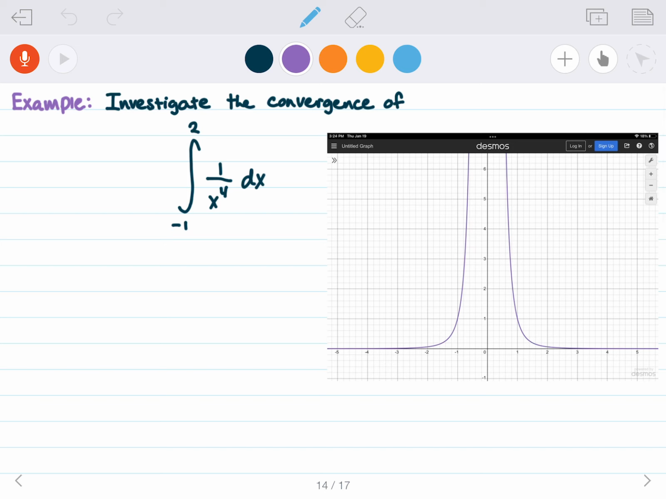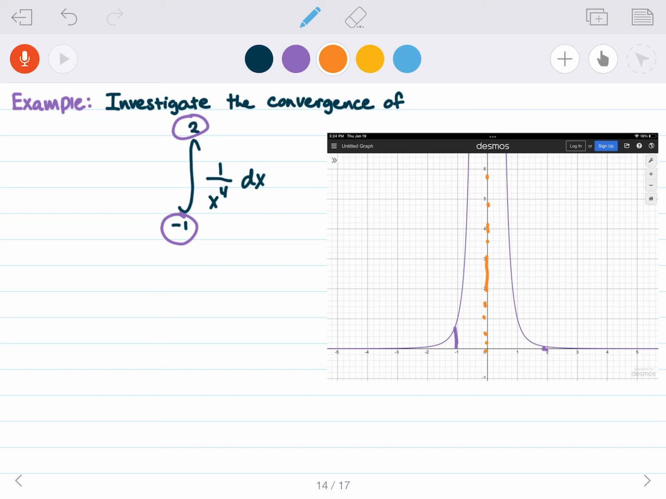All right, let's do this. Investigate the convergence of 1 over x to the 4th dx. All right, so we are trying to find the area under this curve from x equals negative 1 to x equals 2. So right here all the way to here, and we can see that there's a big problem somewhere. Where's that asymptote at? That asymptote is at x equals 0, all right?